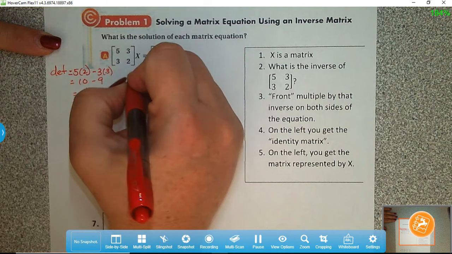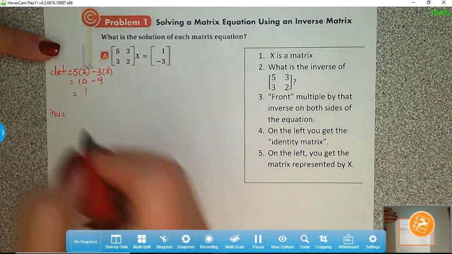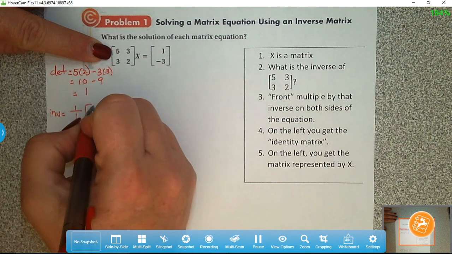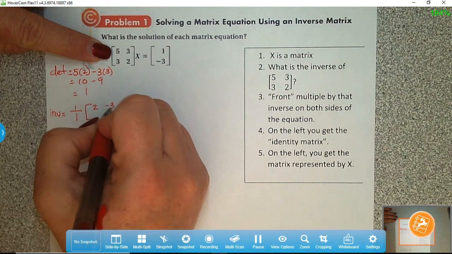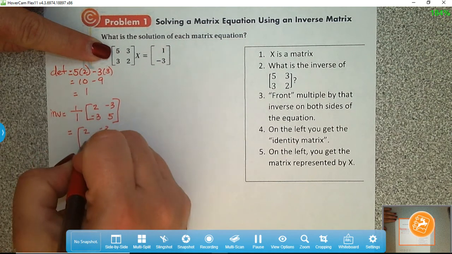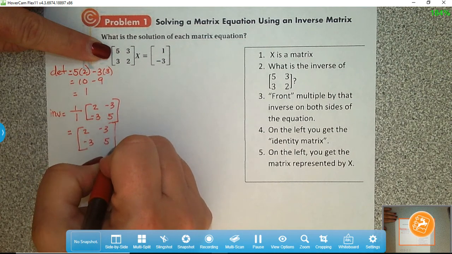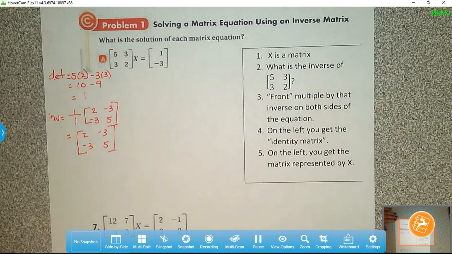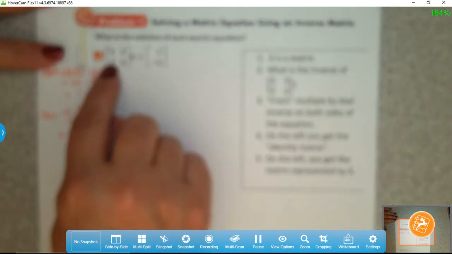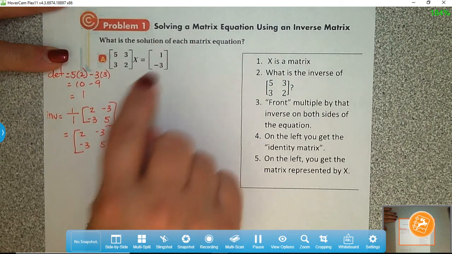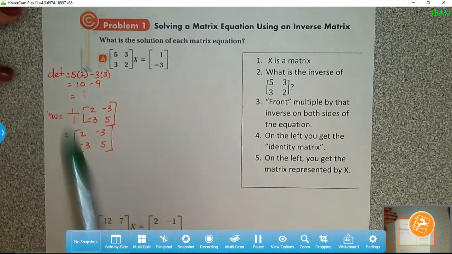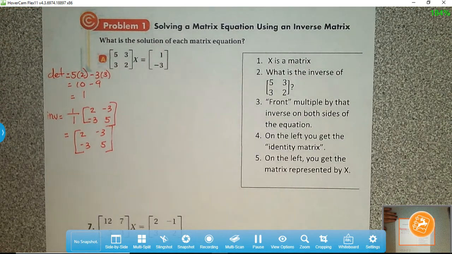Then I know that the inverse is equal to 1 over the determinant, and then I need to rearrange stuff in this matrix. So the 2 and the 5 swap places. I change the sign of the 3's, and my inverse, when I multiply, just gives me this matrix. So now, what I want to do is multiply by the inverse on both sides of this equation. And over here in step 3, it says to front multiply. It's real important that you put the inverse in front of both of these matrices on both sides.